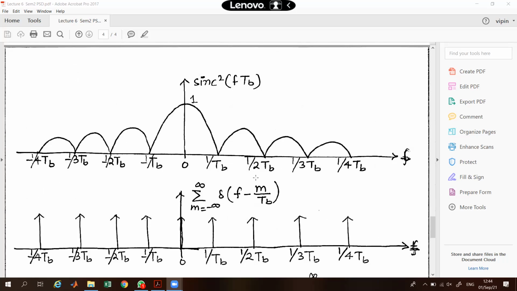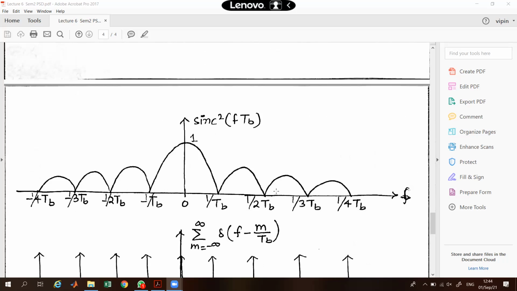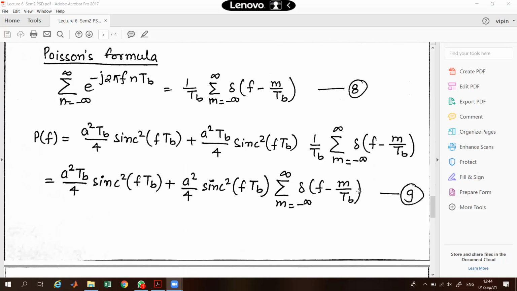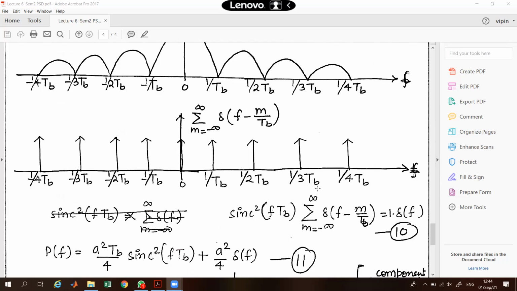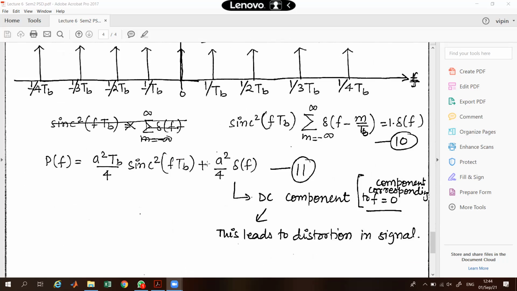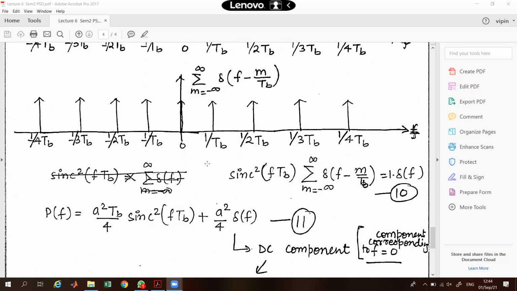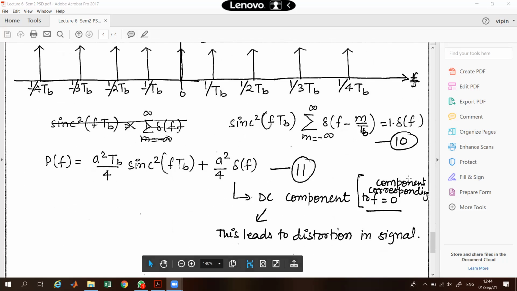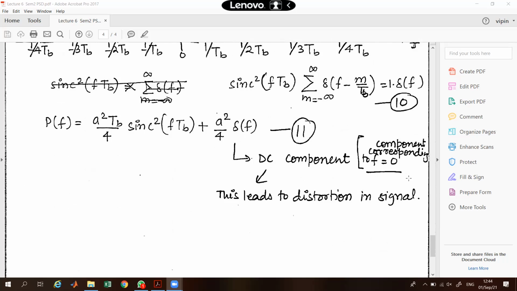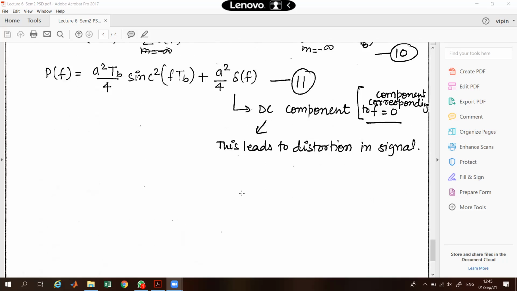When you plot this delta function, it will be defined at f minus m over Tb at this point. And then if we multiply these two terms, we are left with delta f only. You need to do this calculation yourself. If you still feel that you need any clarification on how it has been done, then I'll explain. Okay, thank you.